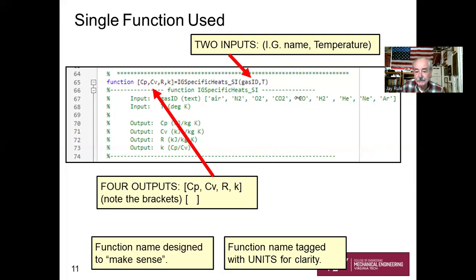So if you put in something other than those, it's going to blow up on you and give you an error message. You have to put in one of those strings, and then you put in the temperature and the outputs. I think I just covered CP, CV, R, and K. Okay, so you get the idea.